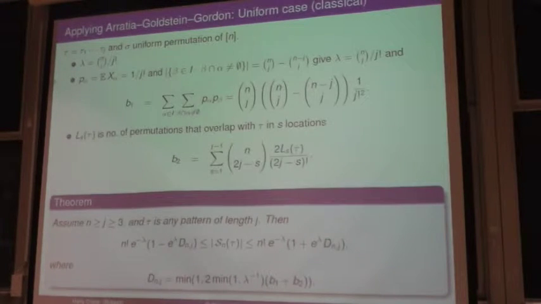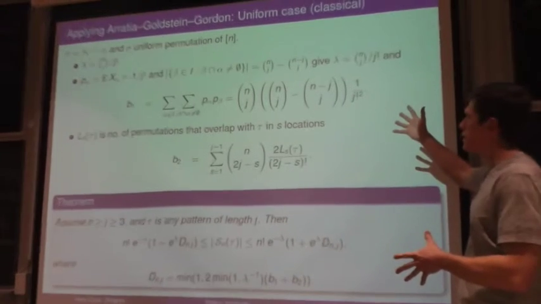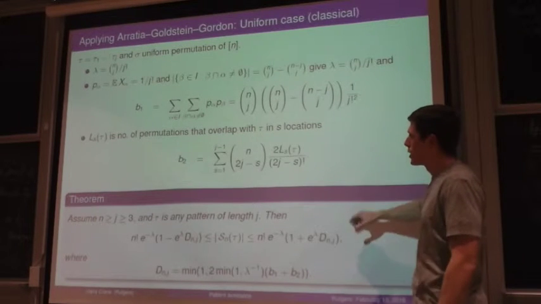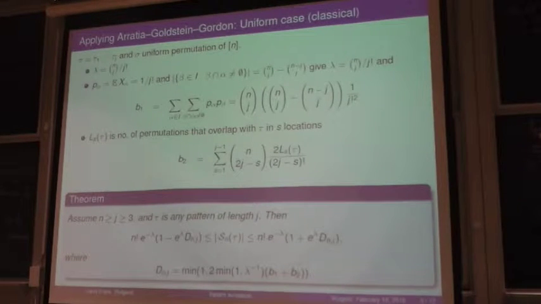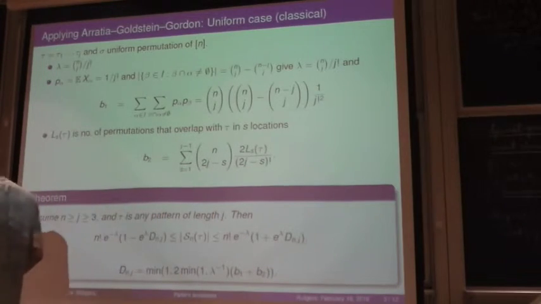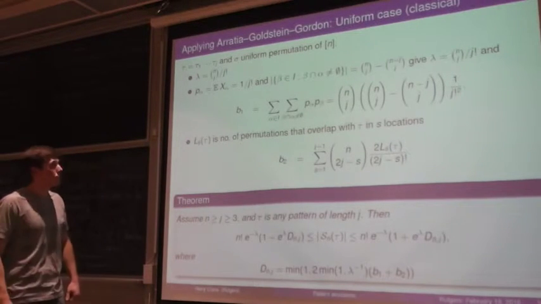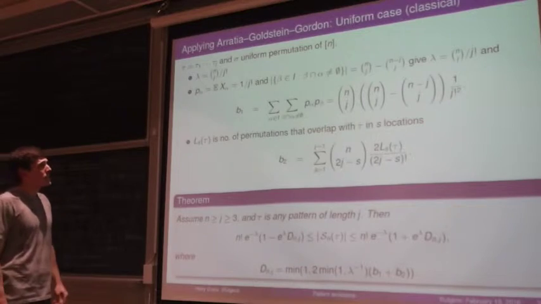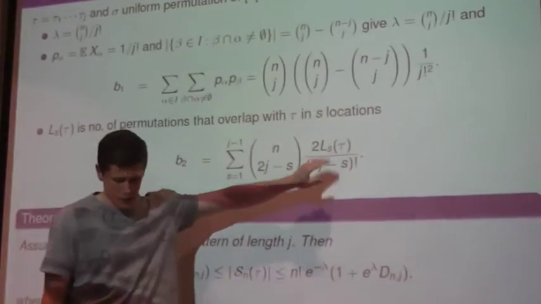Just applying this theorem without thinking any further, we can calculate these two quantities, and we get a bound on the number of permutations. So here, this is just the case of the uniform case for classical pattern avoidance. So not consecutive avoidance. So we see that the number of possible subsequences is n choose j, and each has probability 1 over j factorial for a pattern of length j.